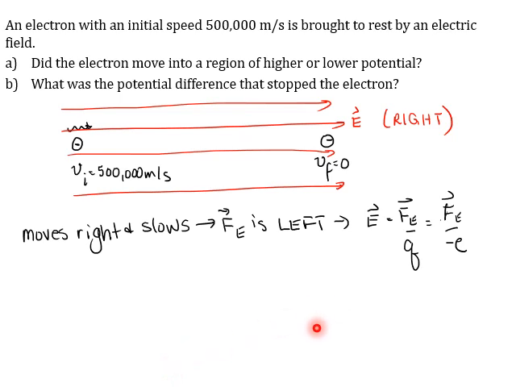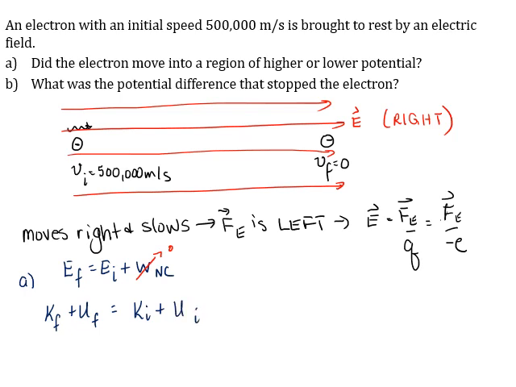Next, does it move into a region of higher or lower potential? There's a little bit to this question, actually. It's a short question, but it's got some thought to it. Let's think about conservation of energy. E final equals E initial plus work done by non-conservative forces. We don't have anything like friction here, so our work done by non-conservative forces is equal to 0. Our E final is our final kinetic plus our final potential equals our initial kinetic plus our initial potential.